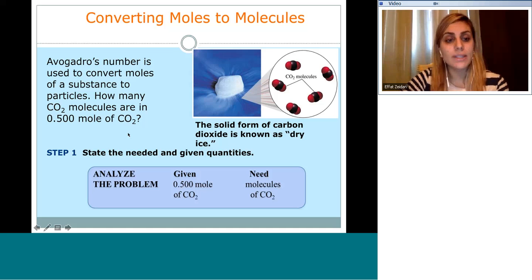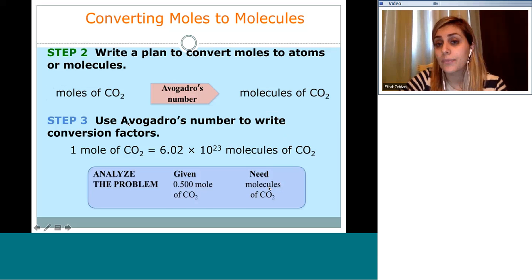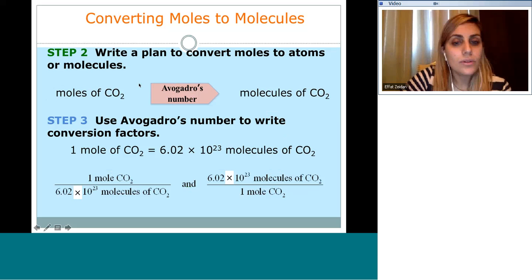So the first thing, we state our given. We are given that we have 0.500 moles of carbon dioxide. What we need is the molecules in that quantity. So we need to convert from moles to molecules using Avogadro's number. That's the only way. So what is the equality statement? It is 1 mole equals 6.02 times 10 to the power 23 molecules of carbon dioxide.